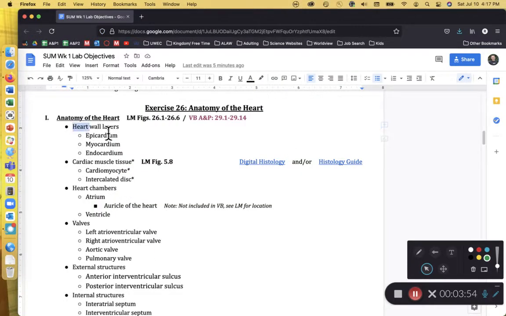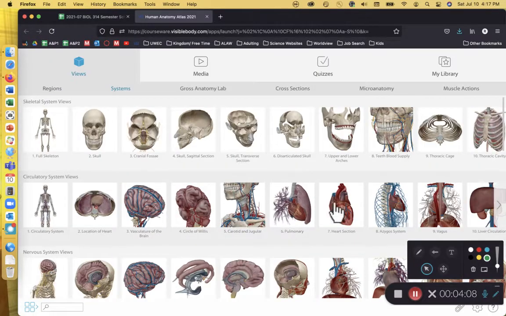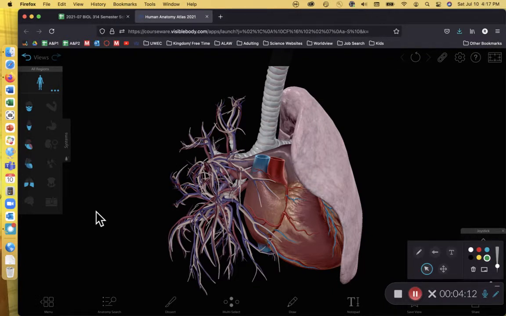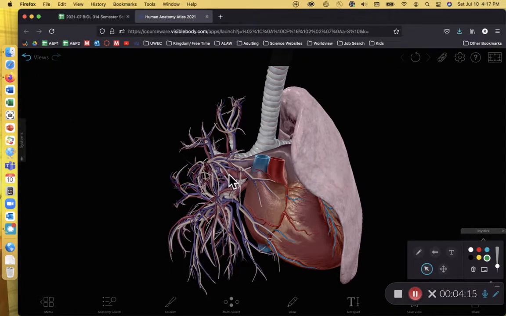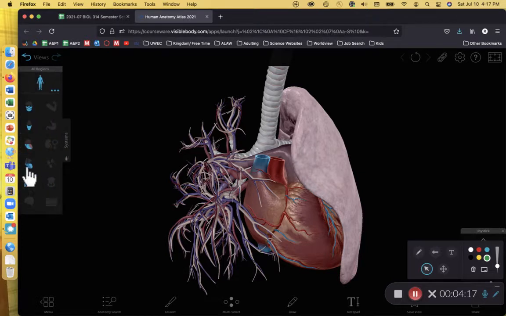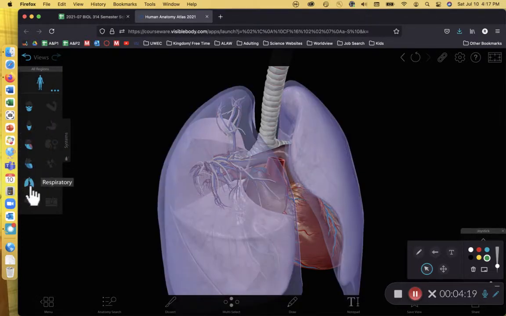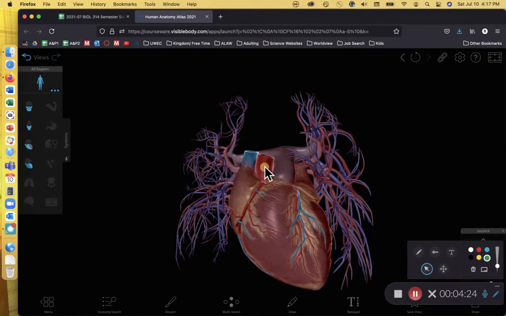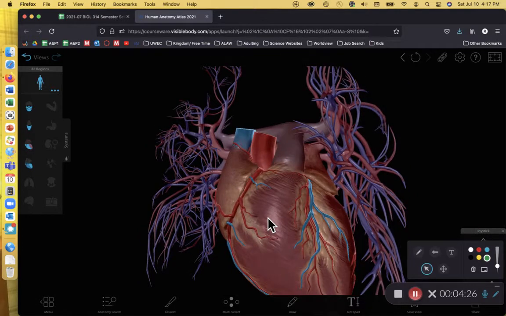Let's move on to layers of the heart. Epi means towards the surface, myo means muscle, endo means in, and then cardi refers to the heart. So as we're looking at these layers of the heart, I'm going to go right over here and within Anatomy Atlas, a Visible Body, I just clicked on one of the pre-made views, and I don't want to see any lungs, so I'm going to go ahead and just remove all of the pulmonary systems, or respiratory system, and then I can see my heart right there.